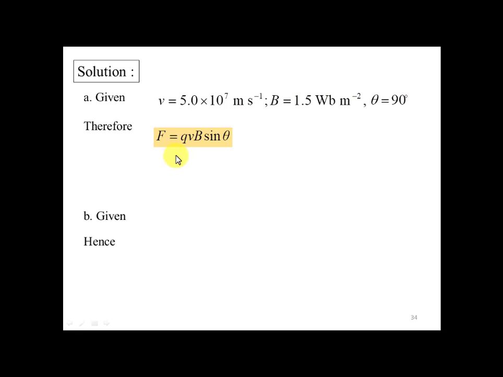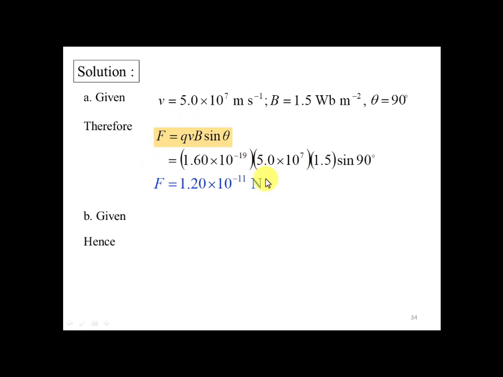Therefore, using the formula qvB sin theta, you just substitute q, given as positive 1.6 times 10 to the power of negative 19, v is 5 times 10 to the power of 7, B is 1.5, and theta is 90 degrees. So you should get 1.2 times 10 to the power of negative 11 Newton.